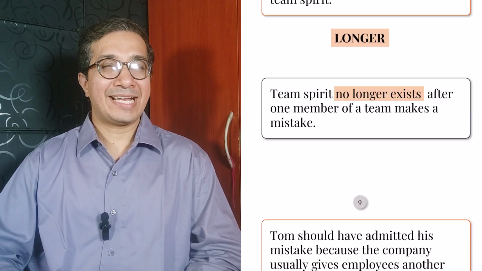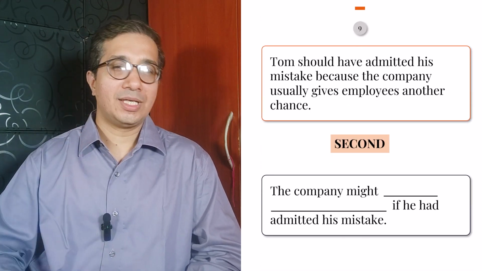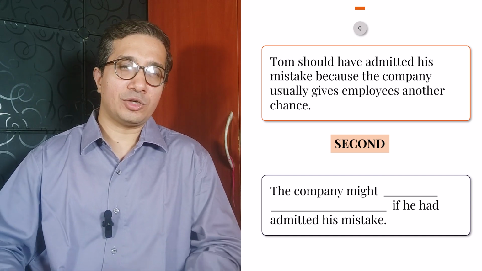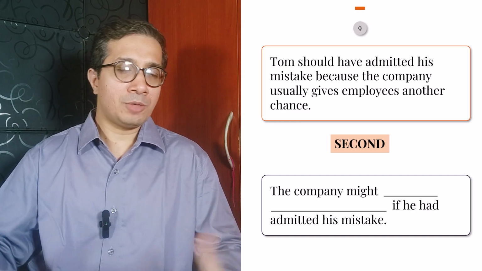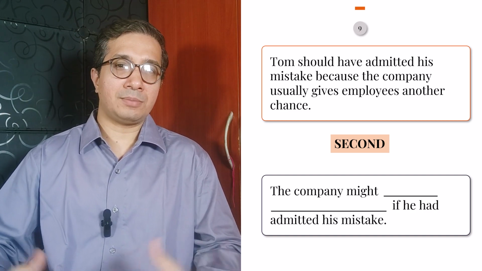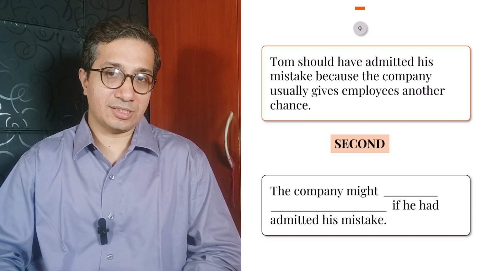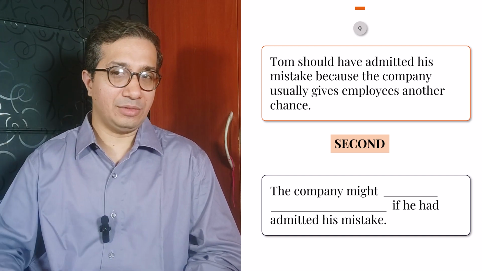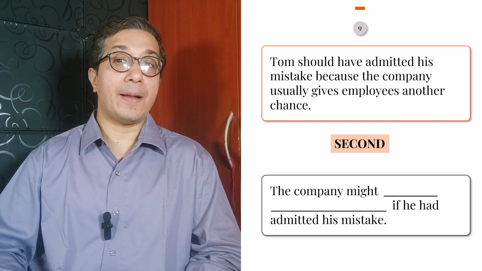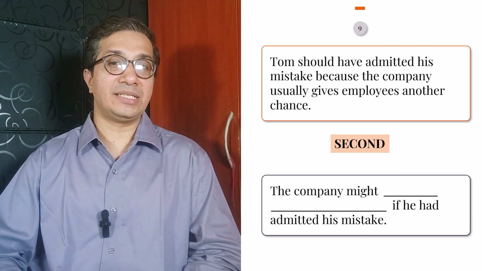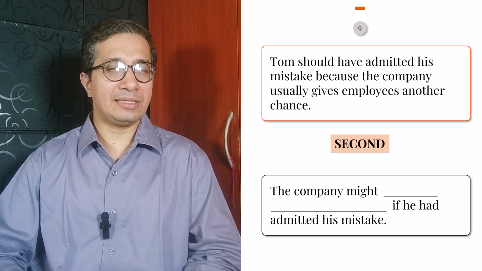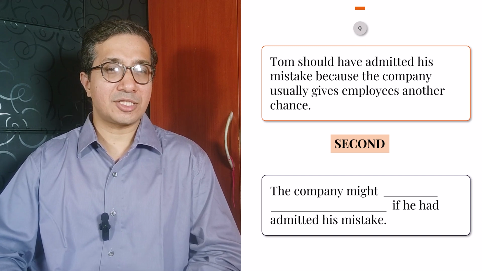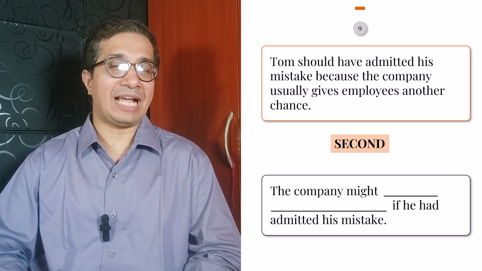Okay, second last one, 2 to go. Tom should have admitted his mistake because the company usually gives employees another chance. Another chance, second, so second is the keyword. The company might, if he had admitted his mistake. So who is he in the second sentence? Tom, right? That means Tom and second have to be in the gap.